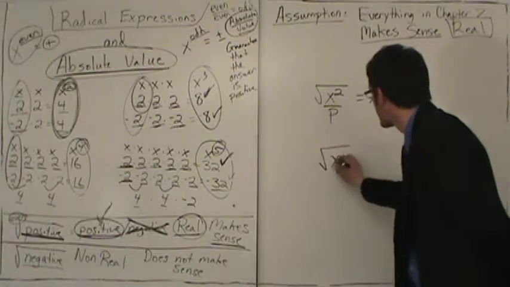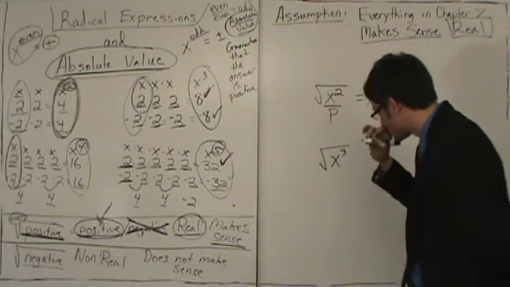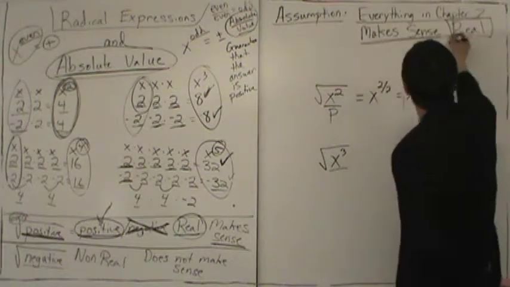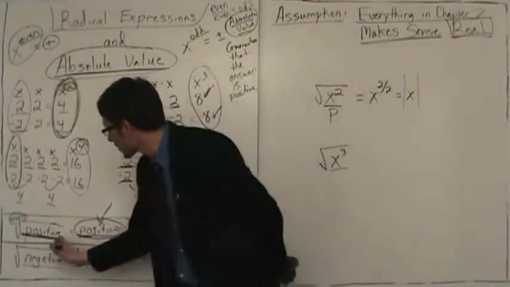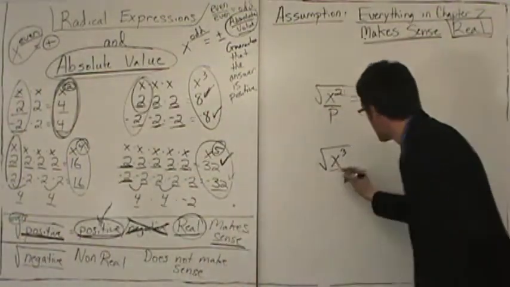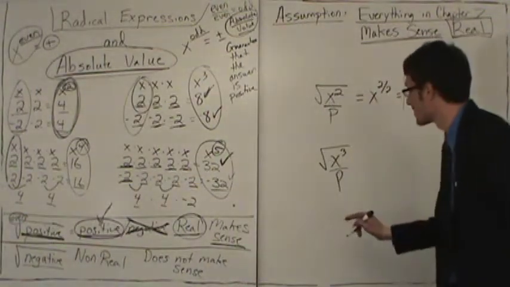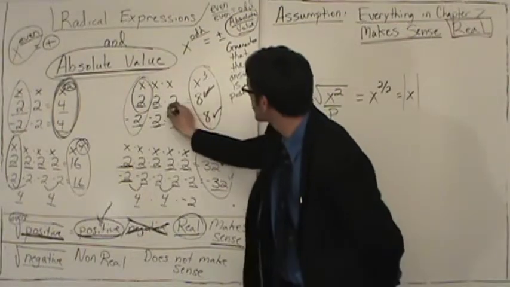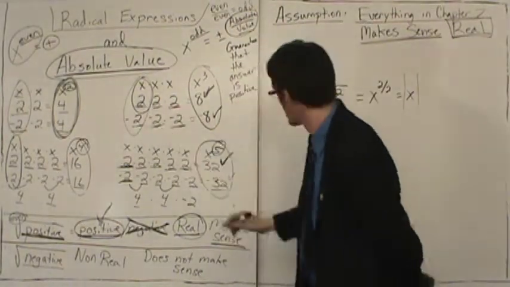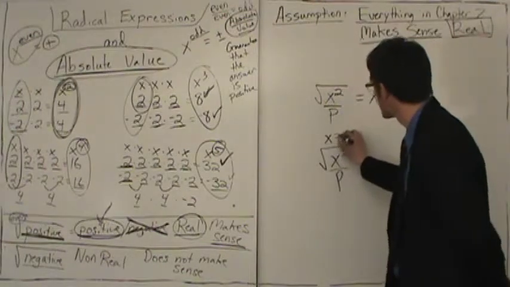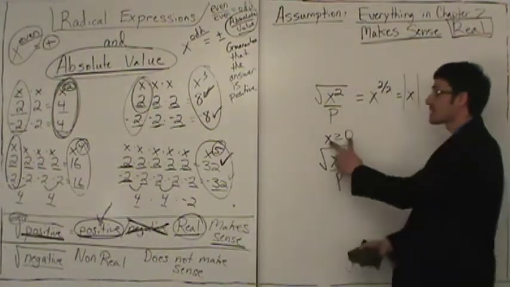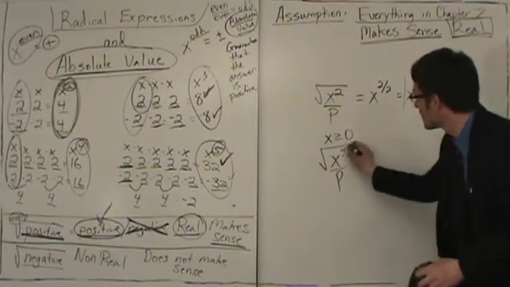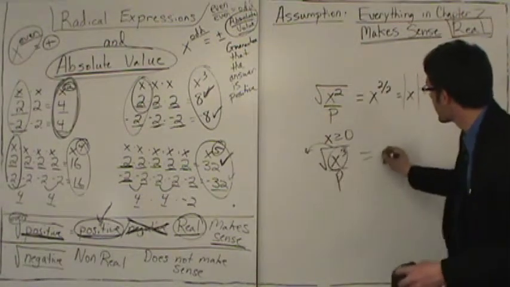If I write the square root of x to the 3rd. Now, we know, because everything in this chapter 7 makes sense, everything is real, that our radicand must be positive. We know that x to the 3rd must be positive. Now, if x to the 3rd is positive, can we make a conclusion about x itself? Yes. We can conclude that x itself is what? X itself is greater than or equal to 0, or x is positive. So when we take a group of two x's out, we end up with what?